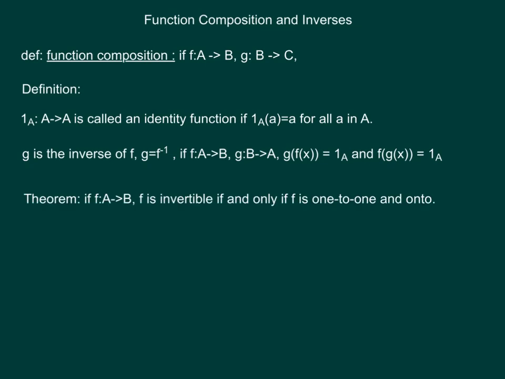We'll do a couple of examples, but one more theorem. If f is a function from A to B, f is invertible if and only if f is one-to-one and onto, and what invertible means is it has an inverse.